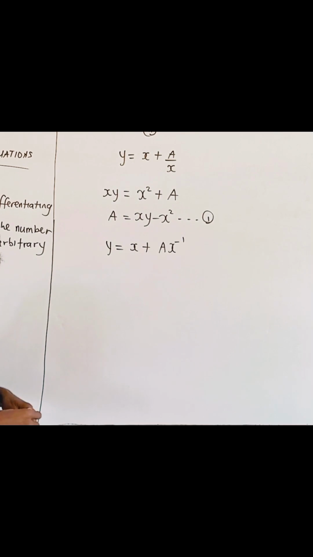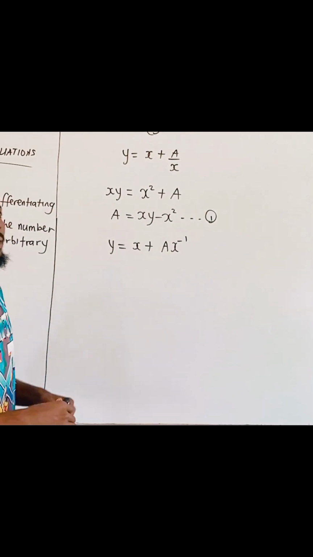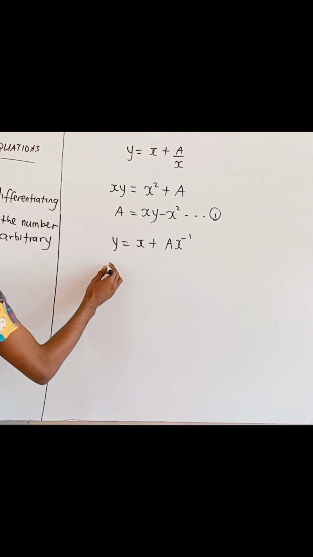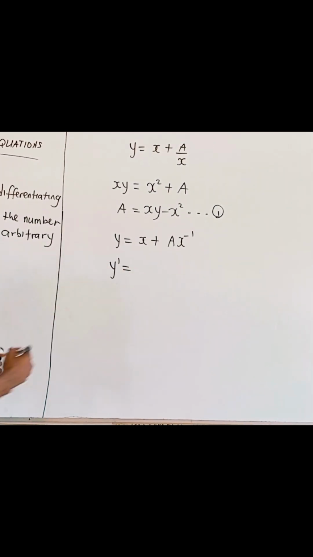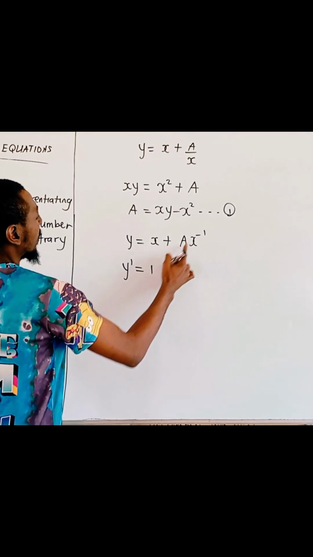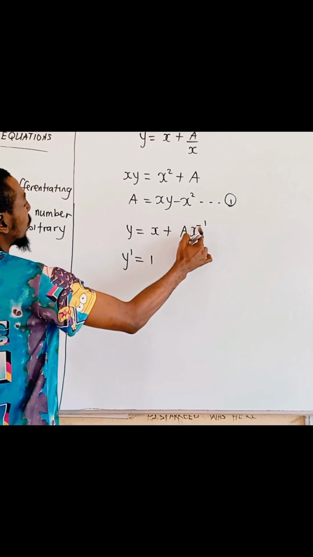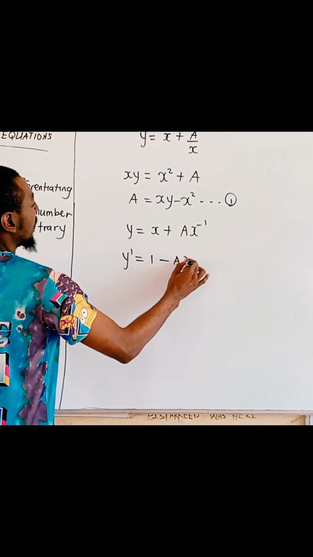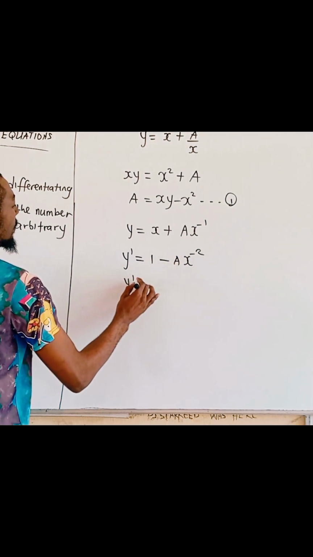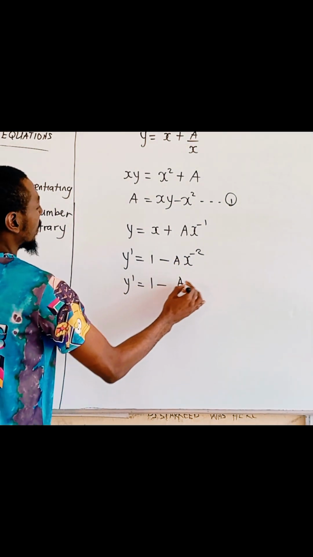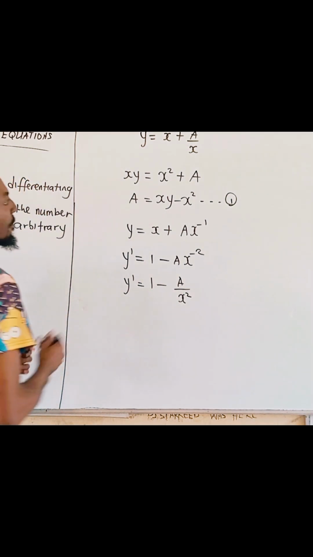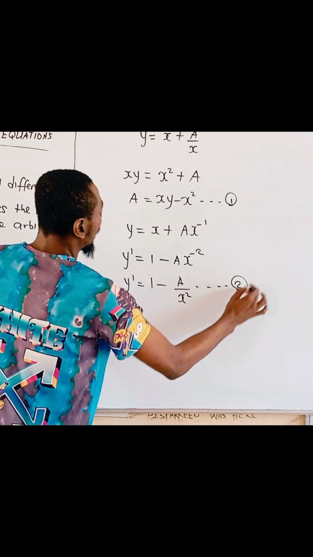So differentiation is not what will come here and start releasing enough, consuming a lot of energy to explain. So we're going to have y prime is equal to, differentiating x is 1, then differentiating this factor is minus a, then x raised to the power minus 2, which we can take to be 1 minus a over x squared.